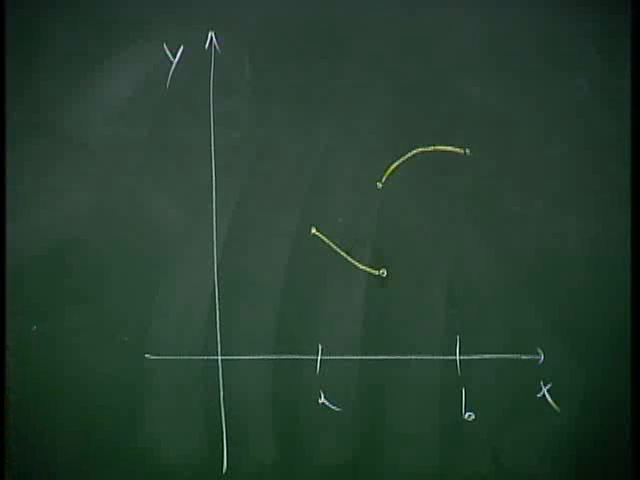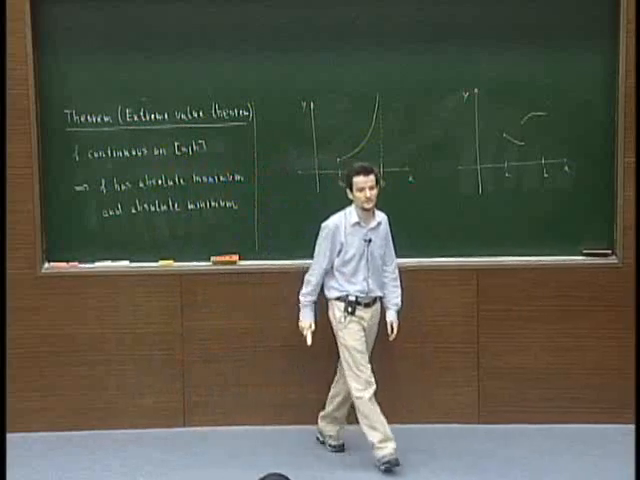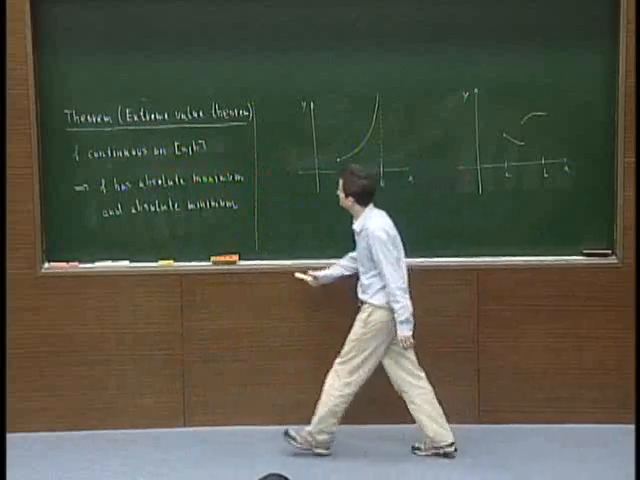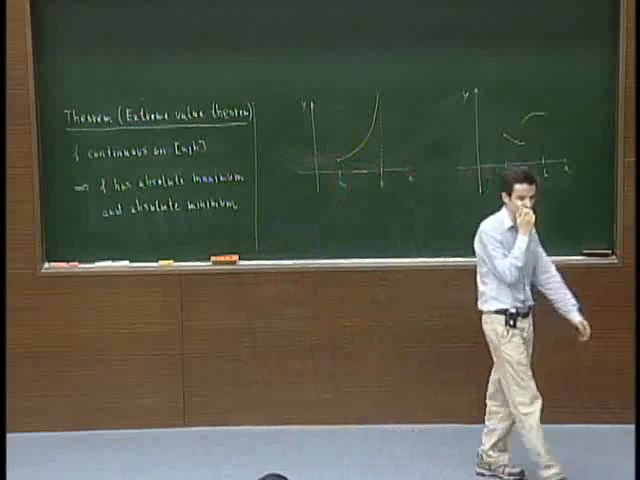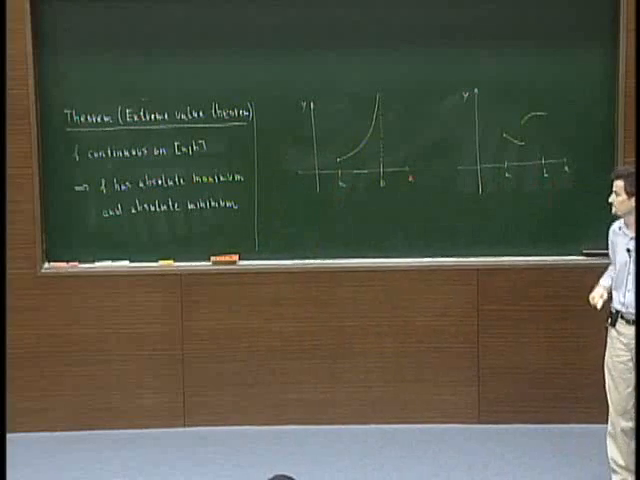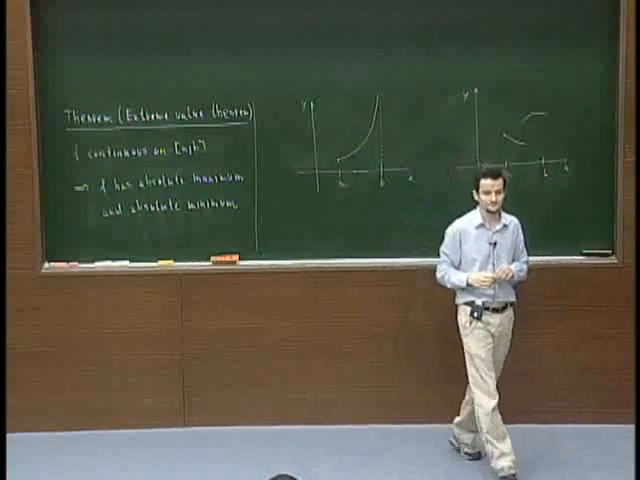So you see that actually you need both of the conditions. You need continuity, and you need that the interval is closed, which means that both boundary points are included. Otherwise, the result is not correct. Any questions to this?